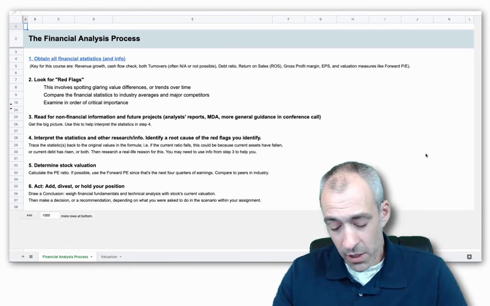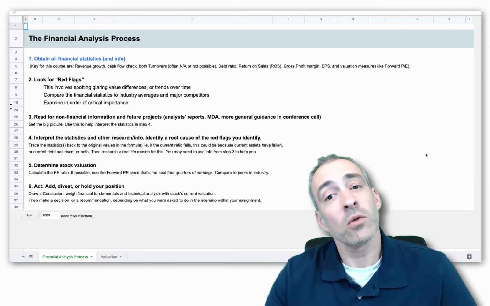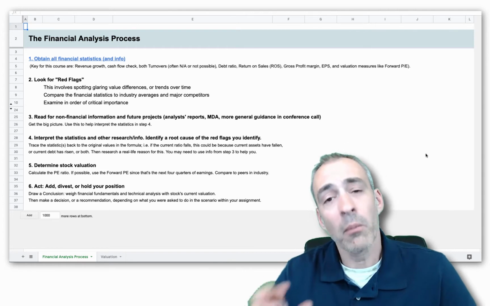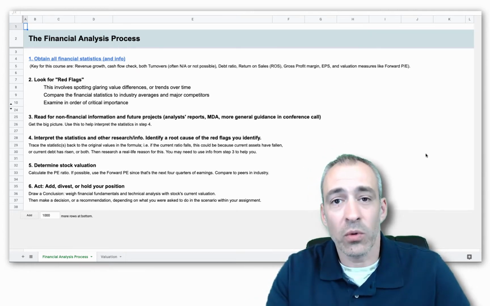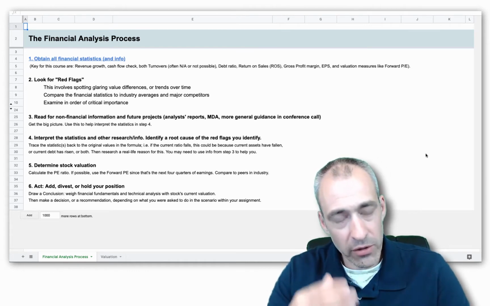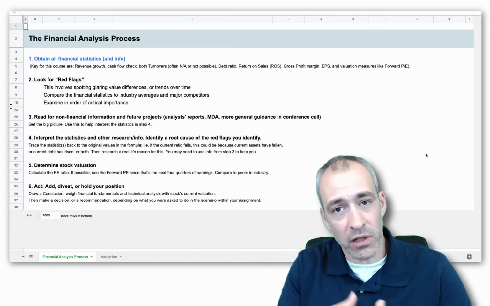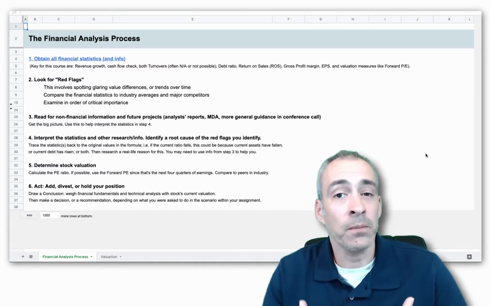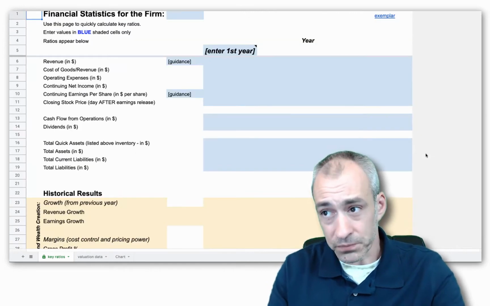The first one is obtain all the financial statistics, and yes, you can get every single one online from somewhere, but you don't know when the numbers were produced. Are they using 12-month-old, so year-old numbers, or are they using 3-month-old numbers? You don't know. So unless you can do it yourself, you don't know. And that's what this tool is for.